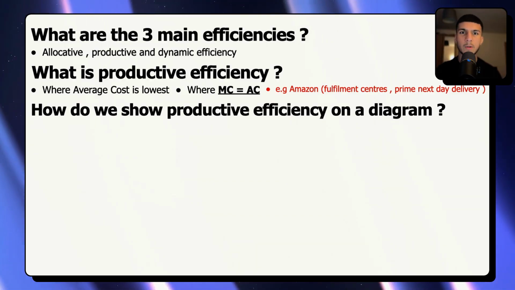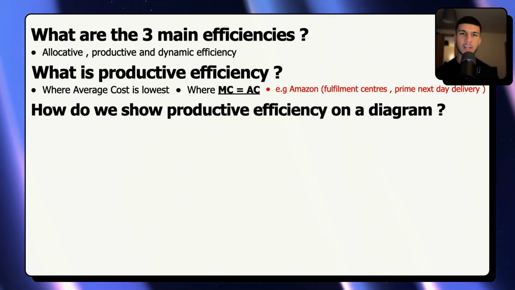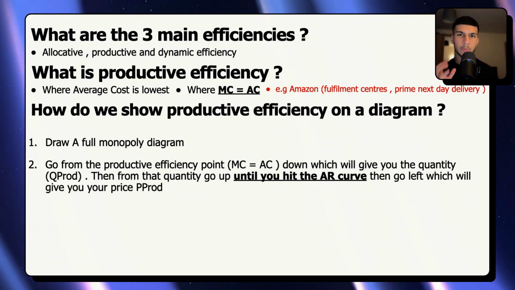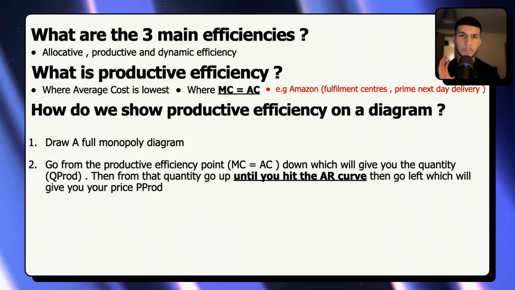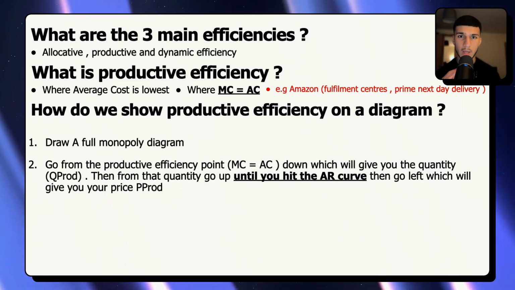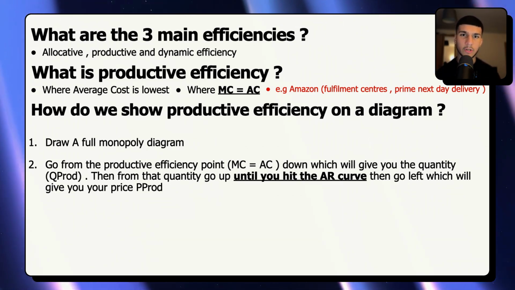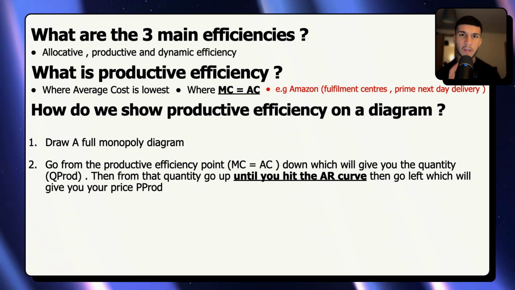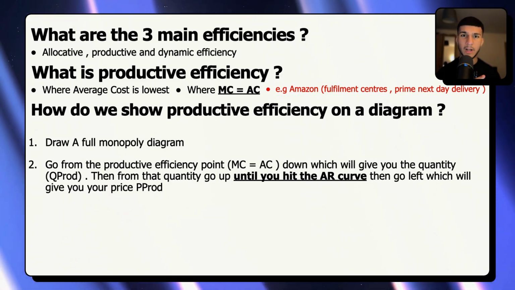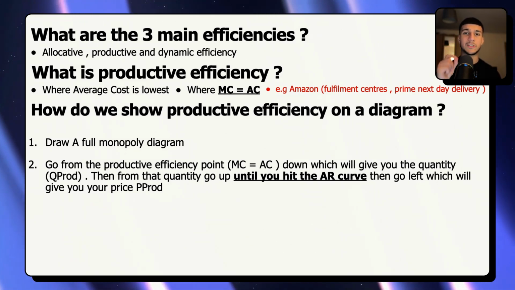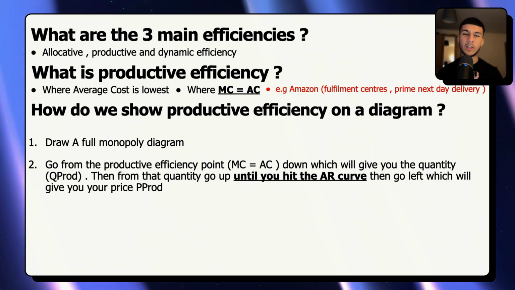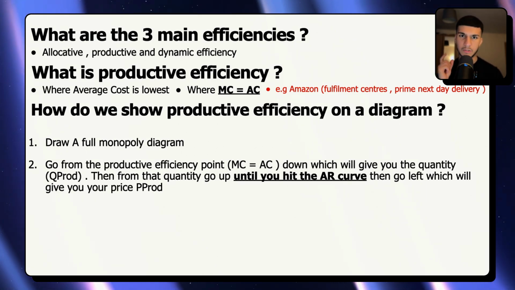So just a quick recap of how to show productive efficiency on the diagram. Firstly, you need to draw your full monopoly diagram. Then you go to your productively efficient point, of course, where MC equals AC. Go down to find your Q prod, your quantity where you're productively efficient. And from that quantity, go straight up until you hit your AR curve. Then go left to find your productively efficient price.